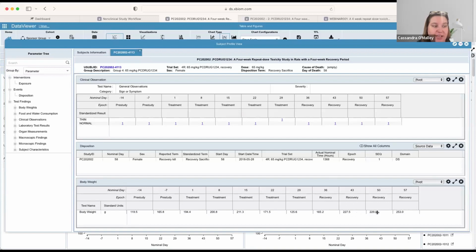So if I take a look at that last data point, it was on day 57. I see that it did gain weight from the past 2 weeks. From day 43, it was 227 grams. Day 50 was 229 grams. And day 57 was 253. So there was an increase, but it's not exactly what I would have expected based on the other subjects.